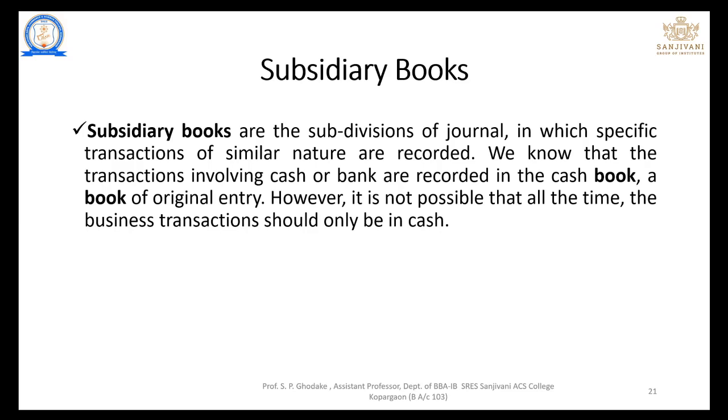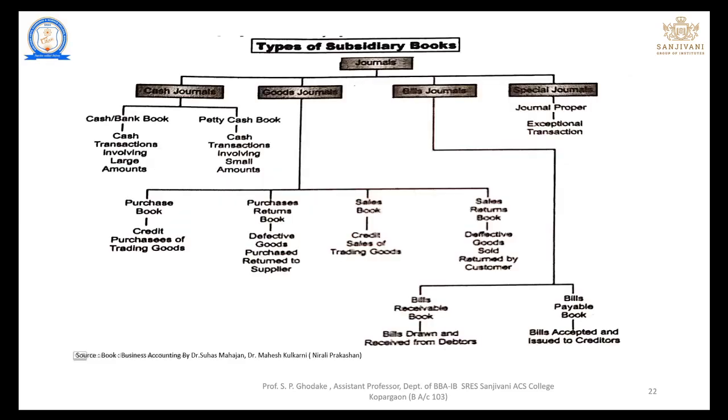So it will be difficult to identify and record those transactions, and that is why there is a need of having the subsidiary books. As subsidiary books play a vital role, now we'll see the various types of subsidiary books. Here all the journals are classified into four types of journals.